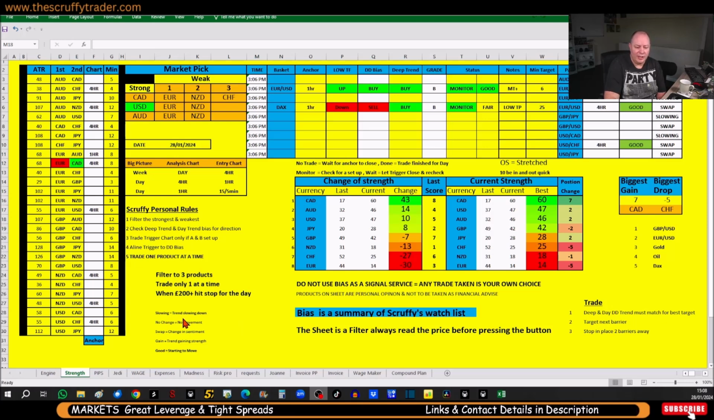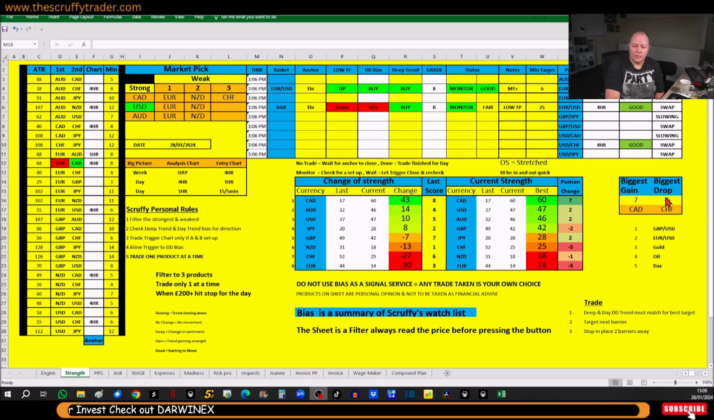So if it's slowing, the trend is slowing down, no change, hasn't moved at all. Swap, it means the trend has changed round. Gain, it's gaining strength, and good, it's starting to move. So in other words, if you're looking at Euro USD, look at a 4 hour chart, because that's the anchor chart it's pulling up based on the ATR, and it's telling you it's good, pretty much getting ready to move, and it's going to be a swap, change in direction. Now these are just test results, so don't take these as gospel for coming onwards. It's just showing you how it moves.